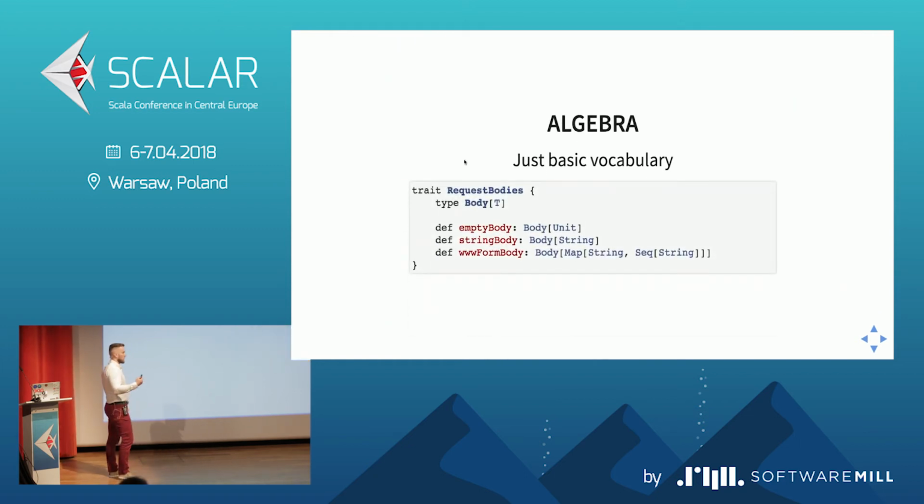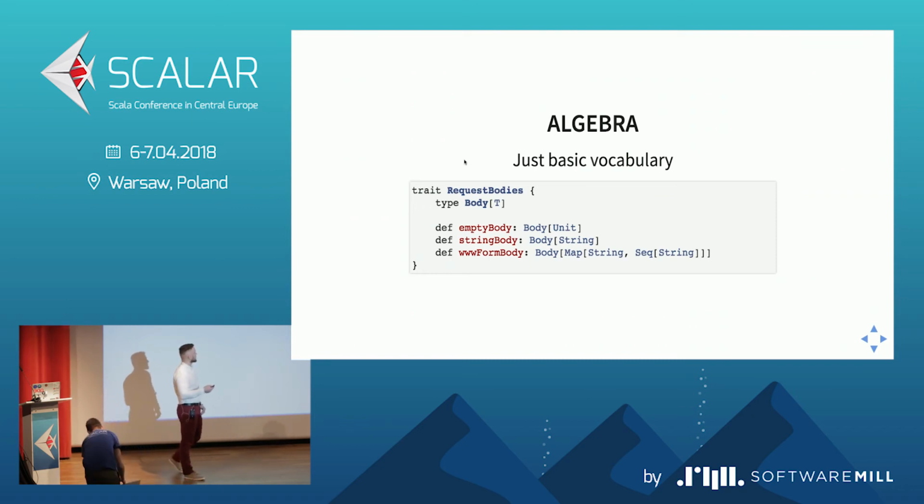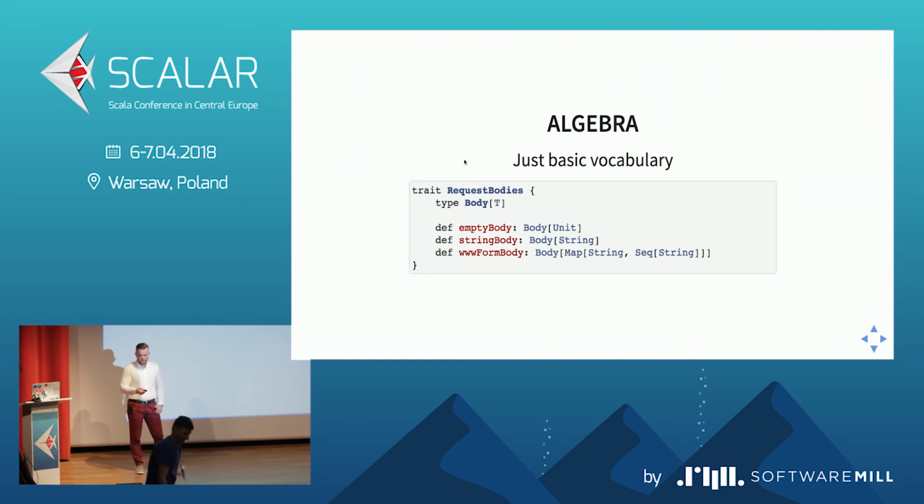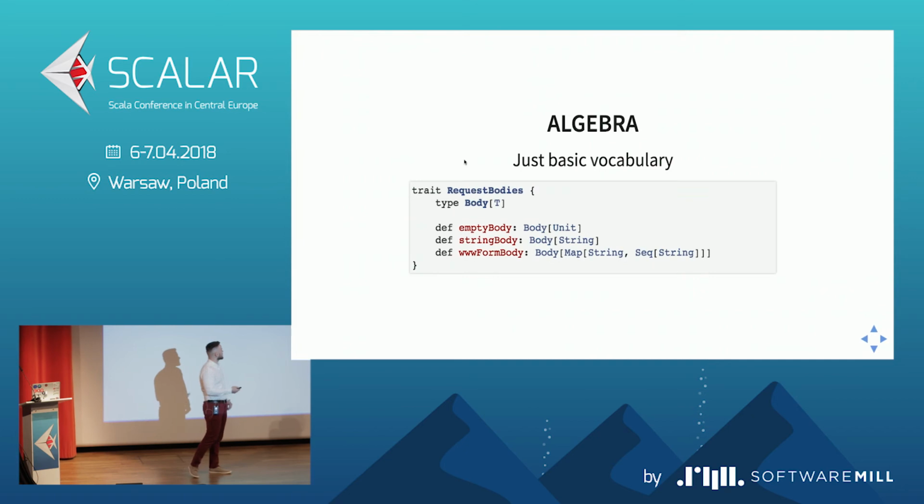So you start with something called an algebra, which is a basic vocabulary to describe your domain. And here we want to model request bodies. You have an HTTP request, and the request has a body. So what do we do to model this kind of thing? We just say there is something called body. We have completely no idea what it is, but we know that it carries type information T. And there are 3 predefined bodies. There is an empty body, a string body, and a web form body. That's all we have to do. That's how we model the request bodies.